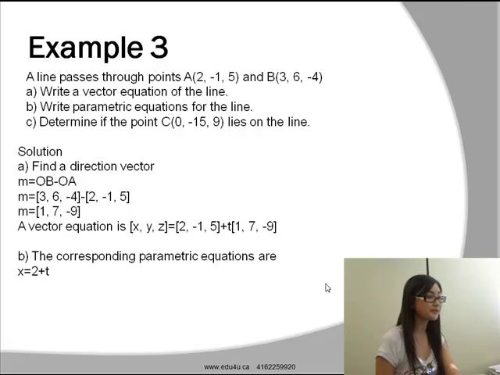The corresponding parametric equation can be formed by using the vector equation. x will be equal to 2 plus t, y will be equal to -1 plus t times 7, that's 7t, and z is equal to 5 plus t times -9, therefore z is equal to 5 minus 9t.